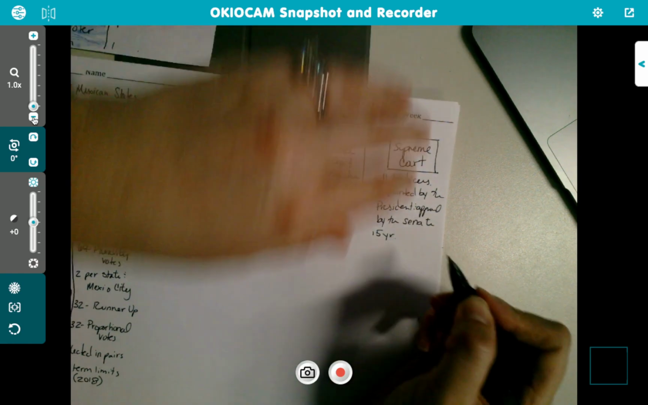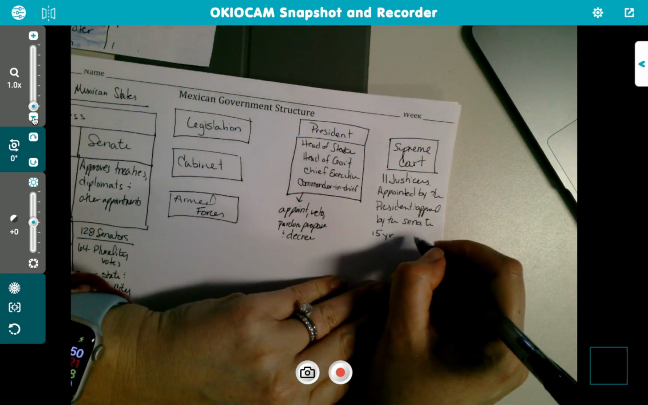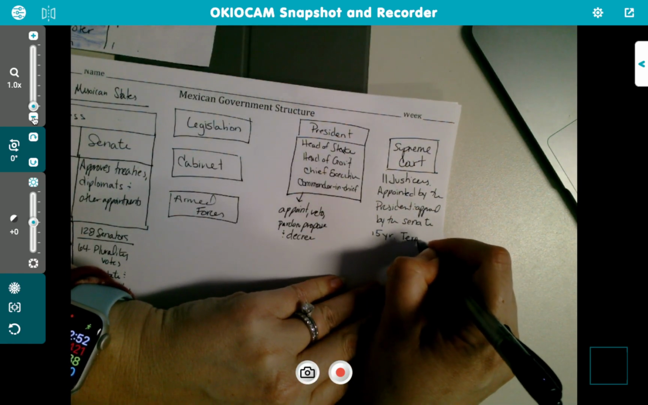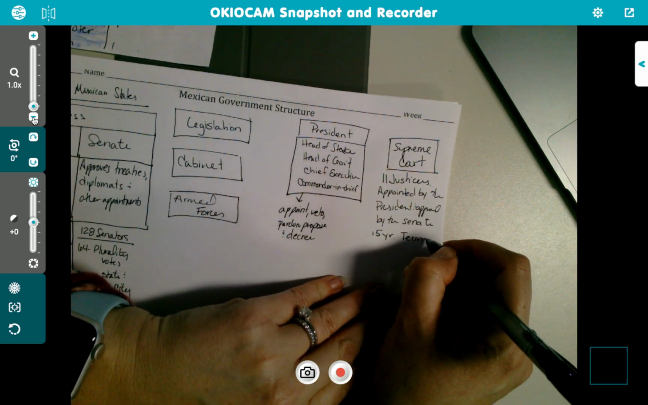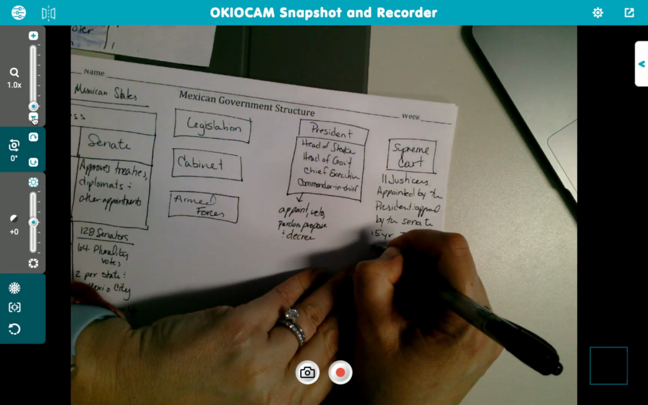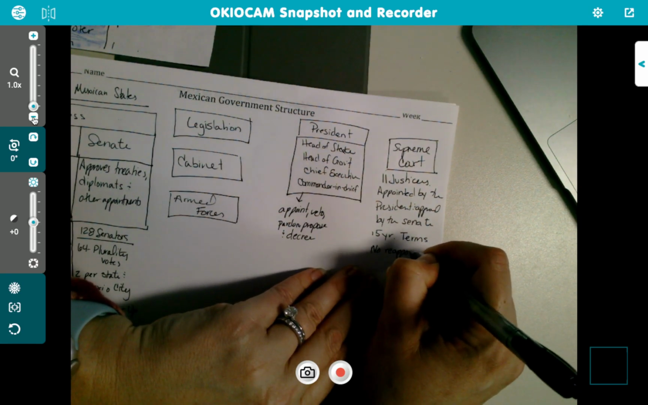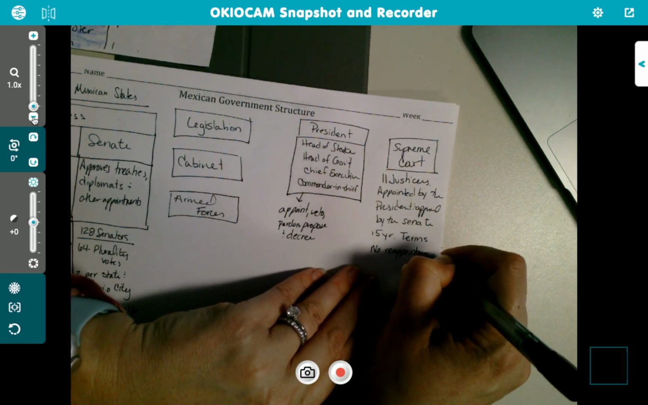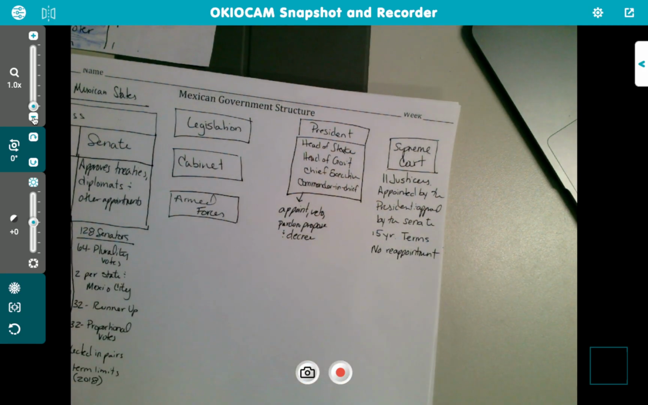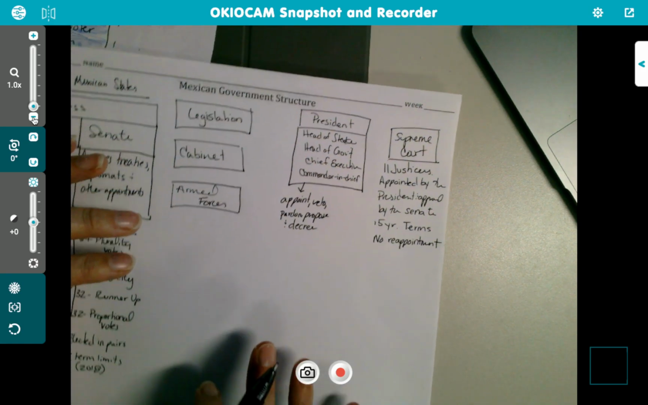15-year terms, no reappointment. That's their word, not mine. Reappointment. Okay? So, we have 9 justices. They have 11 justices. We have lifetime appointments. They have 15-year appointments. Okay.